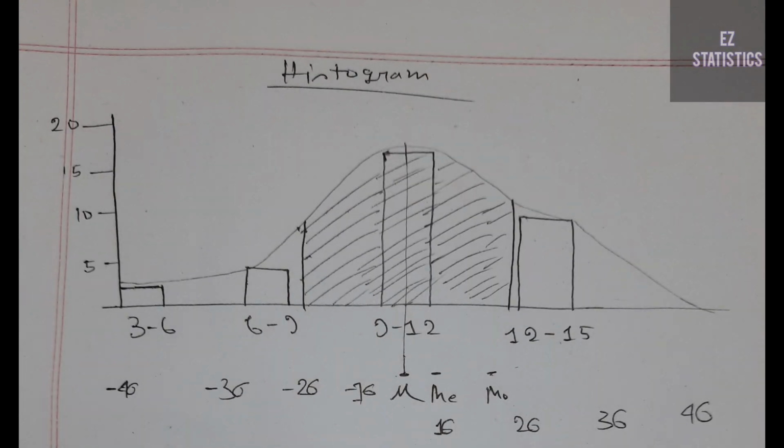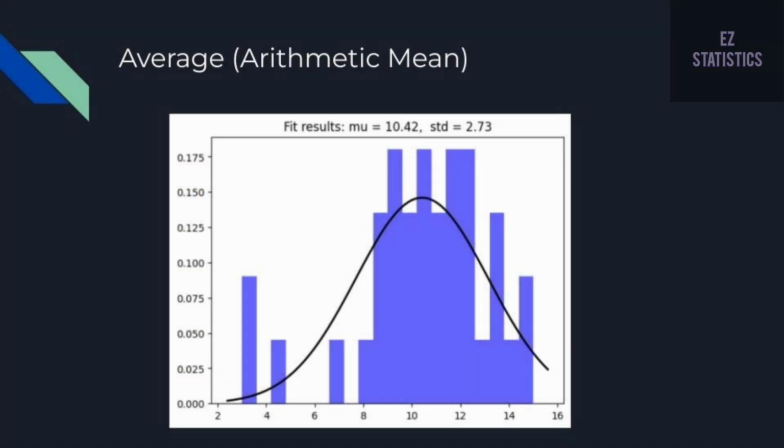If you use statistical software, for example, I used Python, it will accurately draw the histogram for you. Now, look that the curve above the histogram is really bell-shaped. The average score, which is represented by mu, is 10.42 and the population standard deviation is 2.73. However, the data is not entirely normally distributed. It is a bit left skewed. We can say that the data is approximately normally distributed.